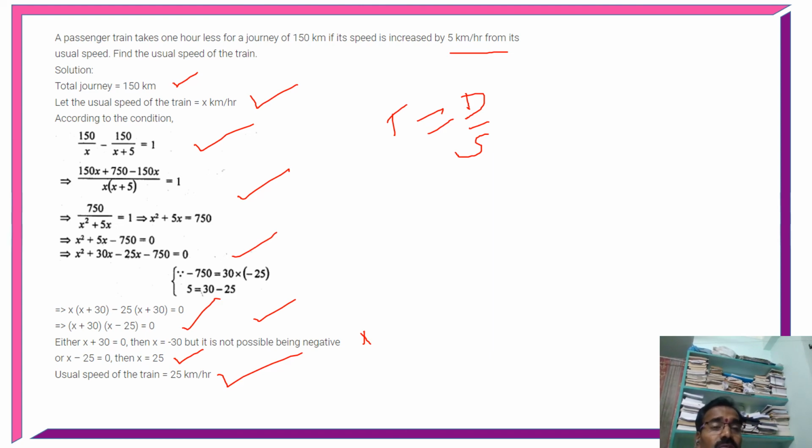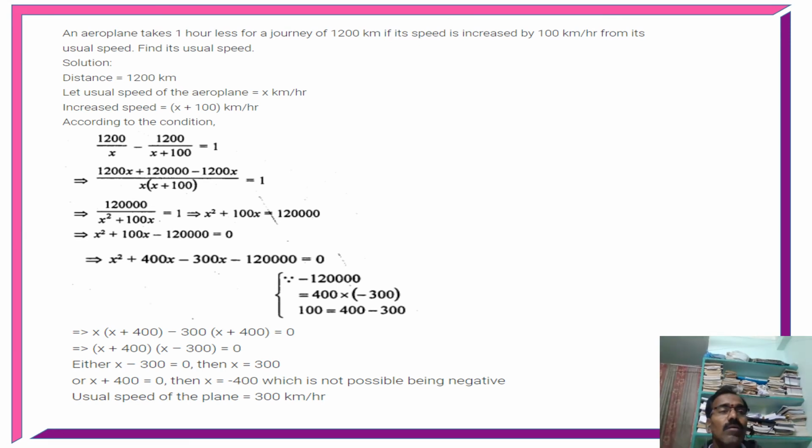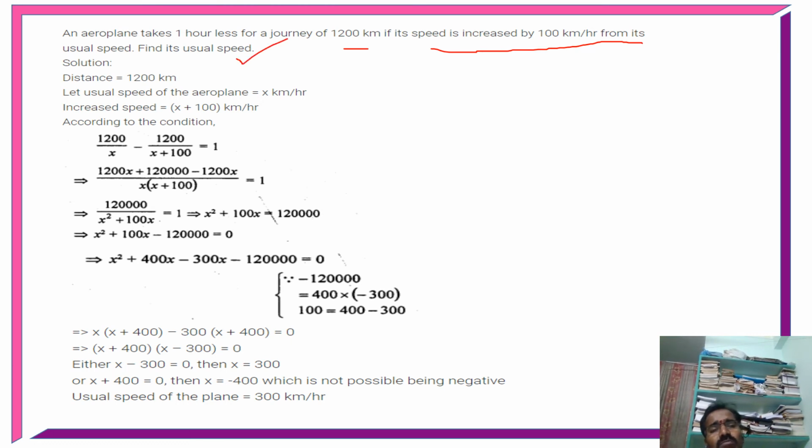Next slide. Here it is given that an aeroplane takes 1 hour less for a journey of 1200 km if its speed is increased by 100 km per hour from the usual speed. Let us find the usual speed. Let us take the usual speed as x km per hour. Distance is 1200 km. When increased by 100, then it is x plus 100 km per hour.